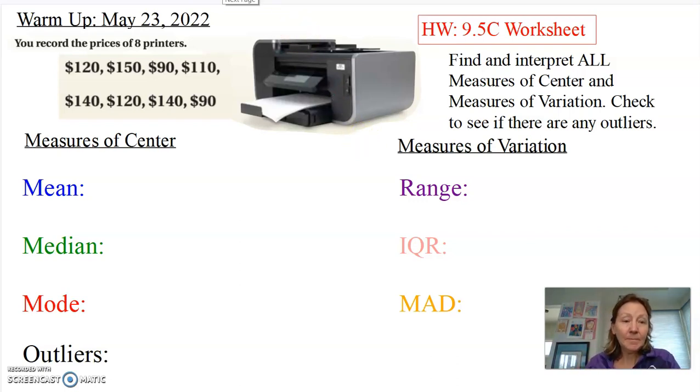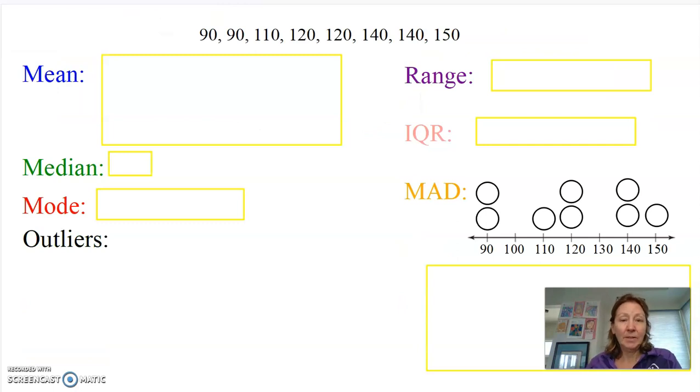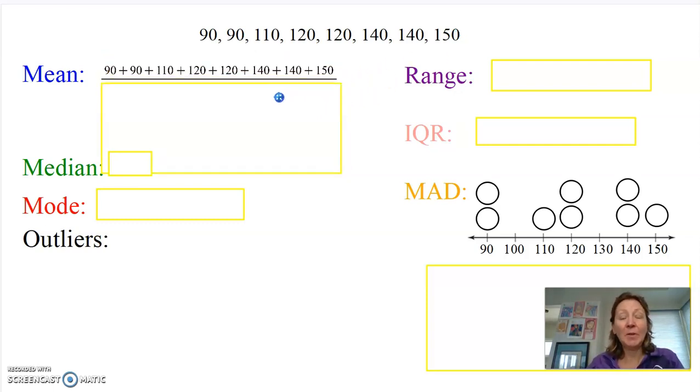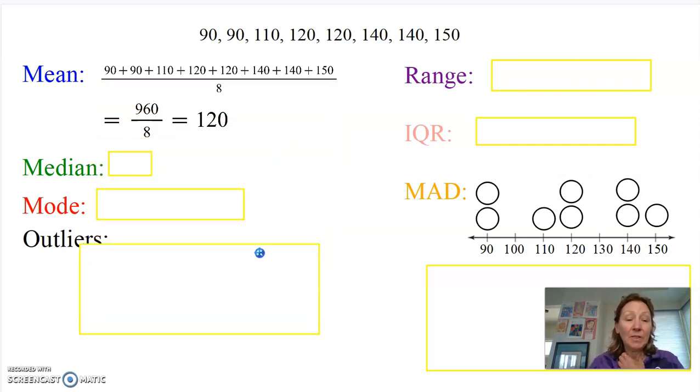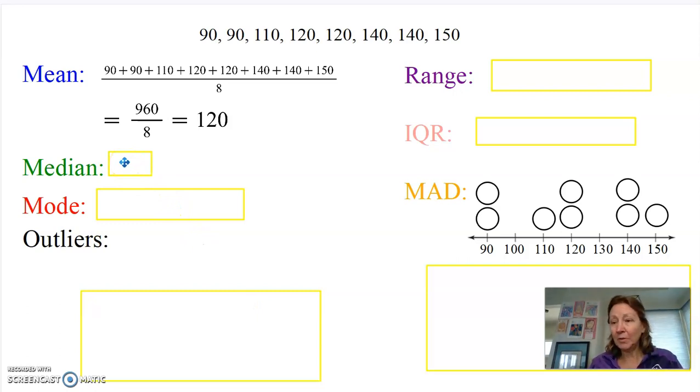Okay, so these are all the numbers put in order, which you don't have to do for the mean, right? But it kind of makes your life a little bit easier. So there's the mean. I add up all the numbers and I divide by 8 because there's 8 printers. So you get $120.